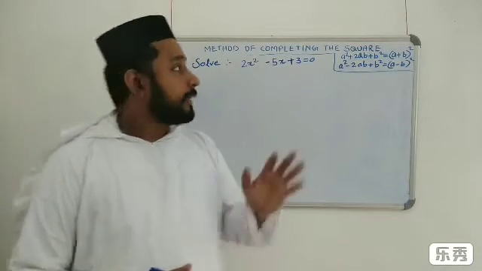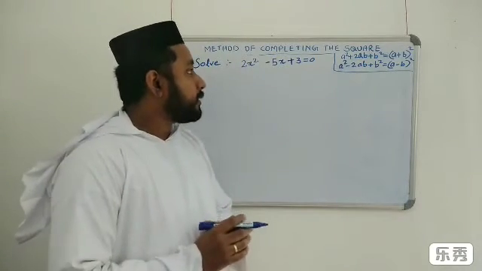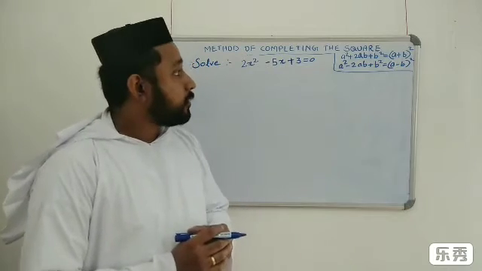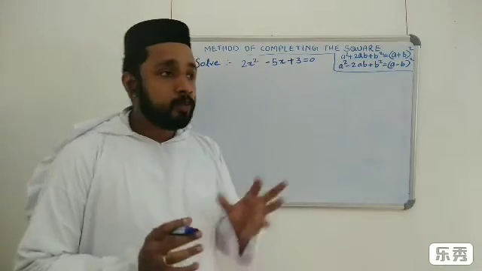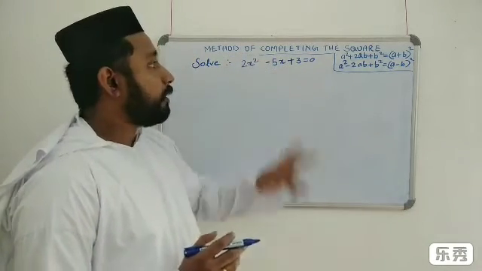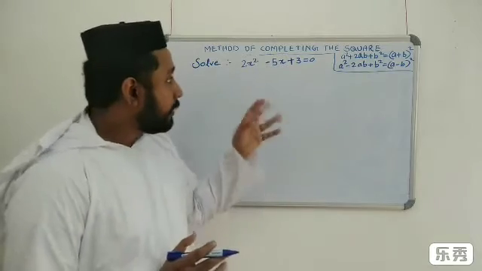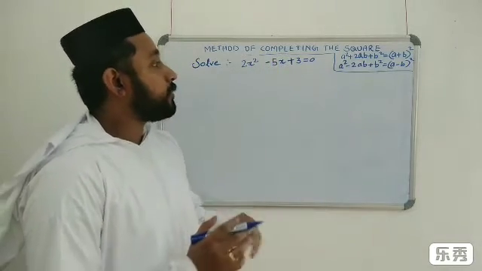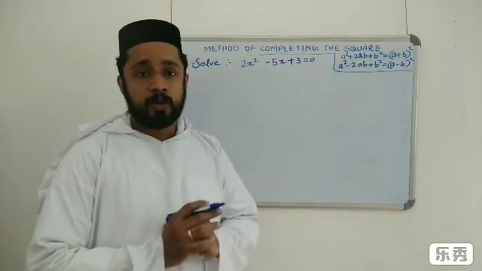Let us consider an example: 2x² − 5x + 3 = 0. We have to find the roots of this equation by the method of completing the square. We have the quadratic equation 2x² − 5x + 3 = 0.